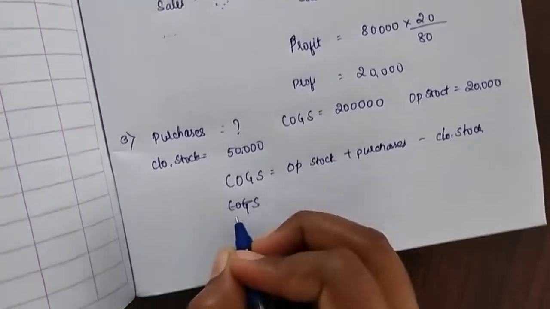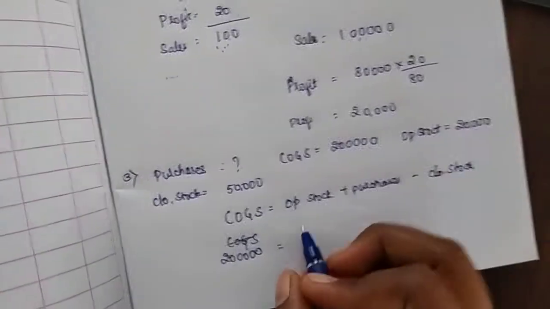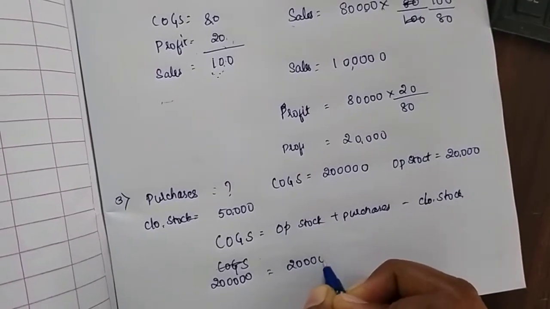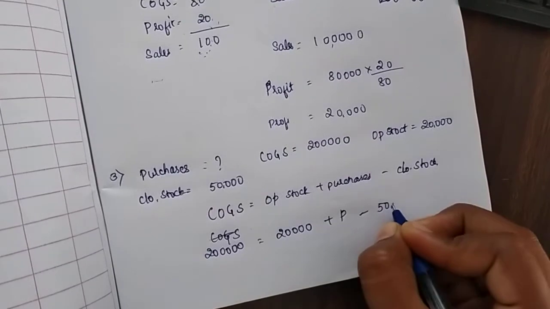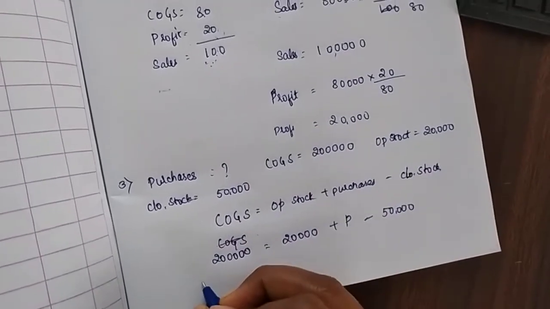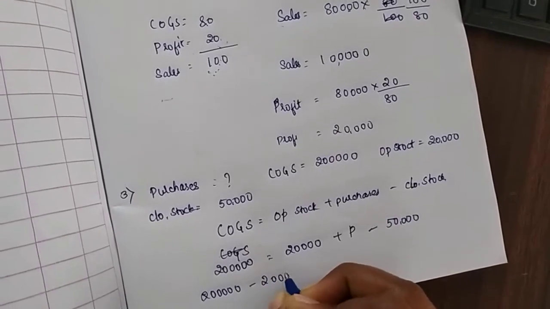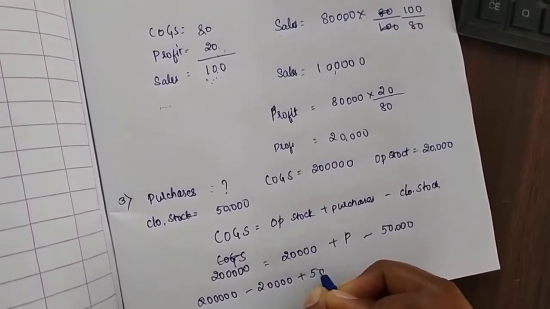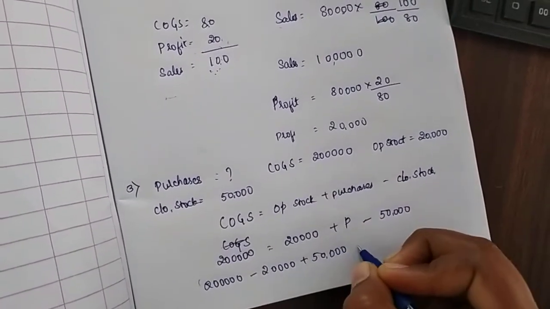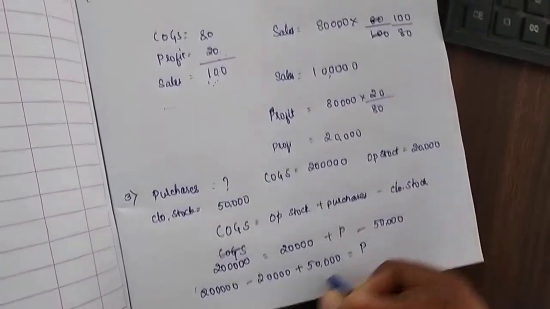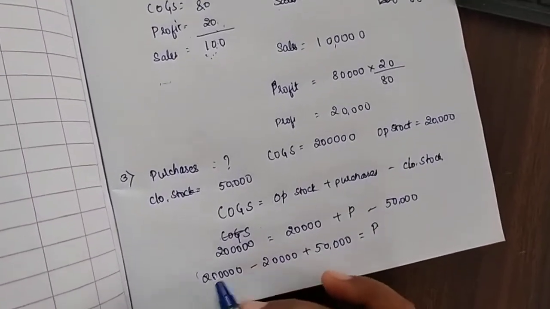Cost of goods sold, the value is given, that is 2 lakh. Opening stock also they have given, 20,000. We don't know the purchases. Closing stock is 50,000. So here, 2 lakh minus 20,000 plus 50,000. If we bring the left-hand side to the right-hand side, it will be the positive value, plus is equal to purchases. Purchases will be on the same side. So here 2 lakh will be there.